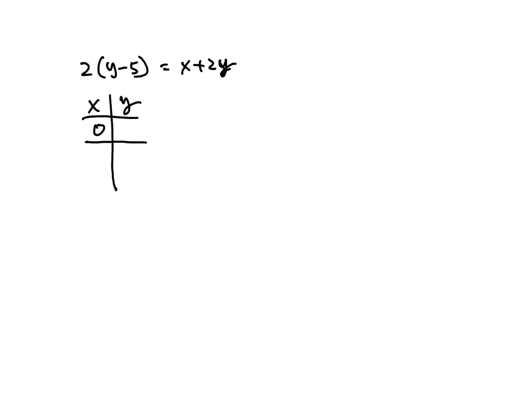But this time, for the y, we got a couple choices. We can either pick 0 or pick 5. Okay, it doesn't matter which one you pick. You can either pick 0 or 5. The reason I would pick 5 is because if I put 5 in here, 5 minus 5 is 0. Okay, so it'll make things a little easier, but it's totally your pick. Okay, based on the question. Alright, but I'm just going to go ahead and pick 5.